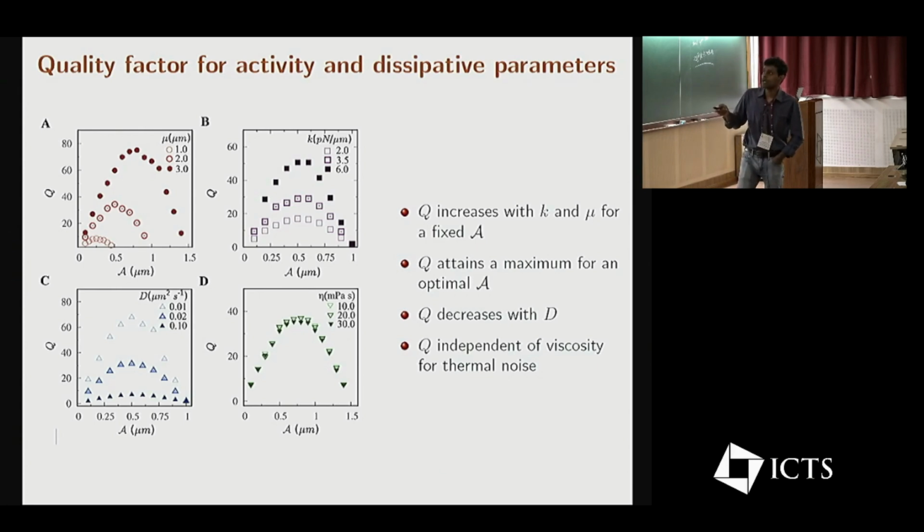And here we plot the noise strength. So the larger the noise, the poorer the oscillation, so the quality is decreasing. And here we plot it with the viscosity drag coefficient. If you are using thermal noise, the quality doesn't depend on the viscosity. The one thing that is very important here is that in all the cases we see some non-monotonic behavior.